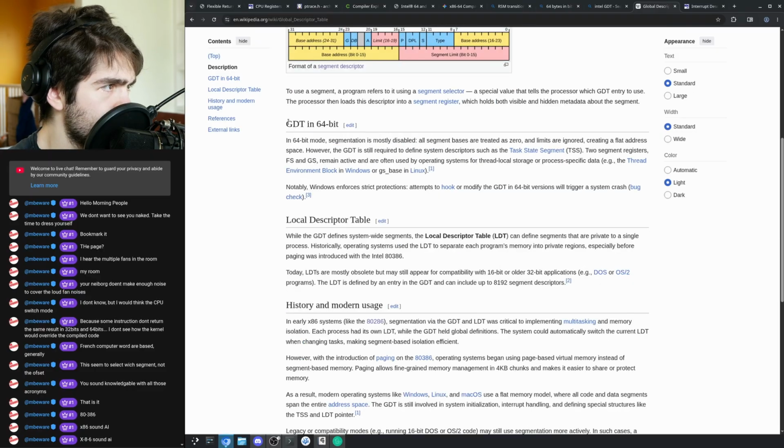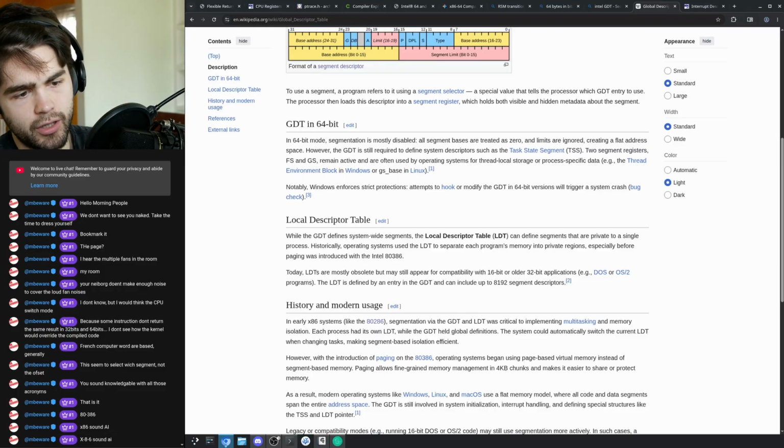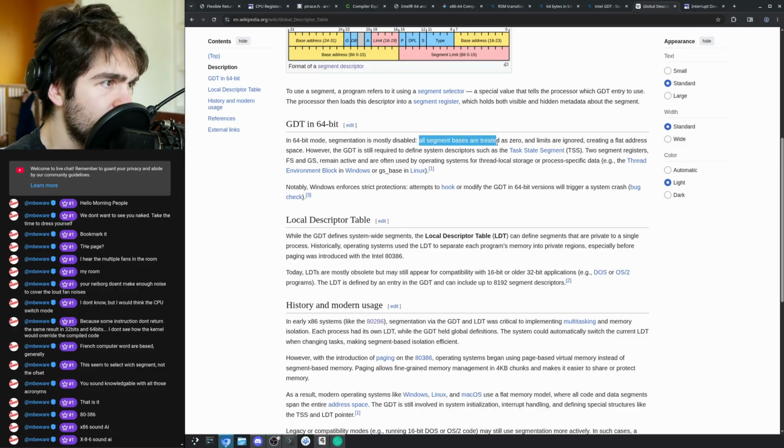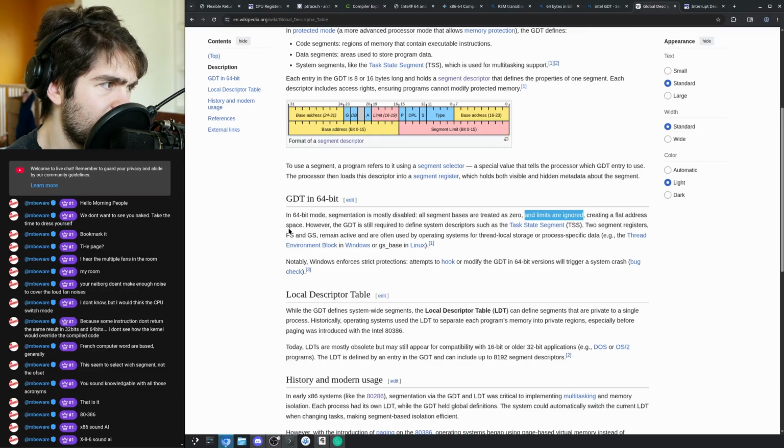Okay. Yeah, I guess that's my question: the GDT in 64-bit. In 64-bit mode, segmentation is mostly disabled. All segment bases are treated as 0, and the limits are ignored. So this is treated as 0, and now it becomes only like a configurator, I guess. And limits are ignored, okay? Creating a flat address space.